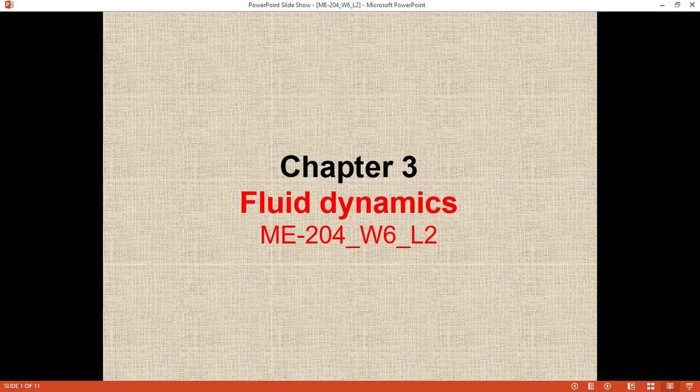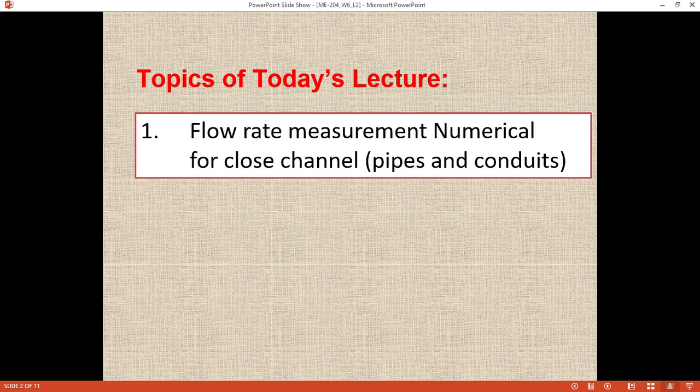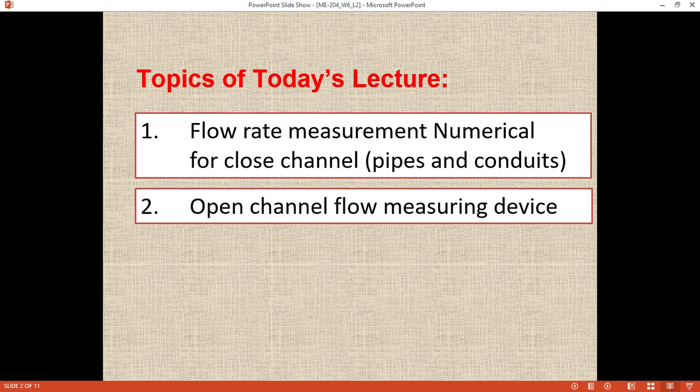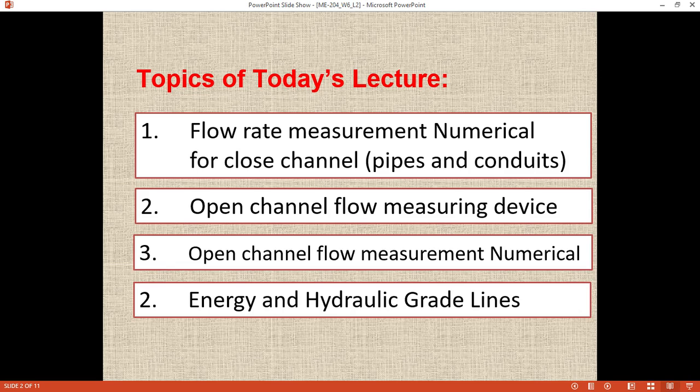The topics we are going to cover today in this lecture are the flow measurement numericals for a closed channel such as pipes and conduits. The theoretical part we have already covered in the previous lecture, and now how to measure the flow in the open channel device, and we will perform a numerical for the open channel device, and finally we will perform and describe what is energy and hydraulic grade lines.